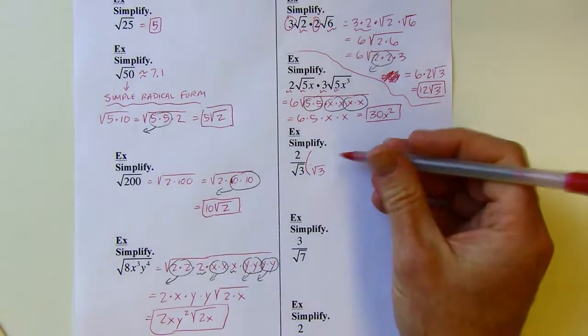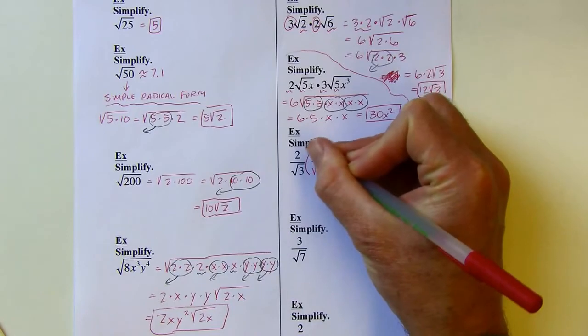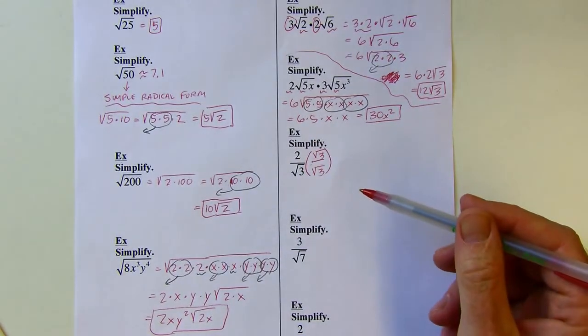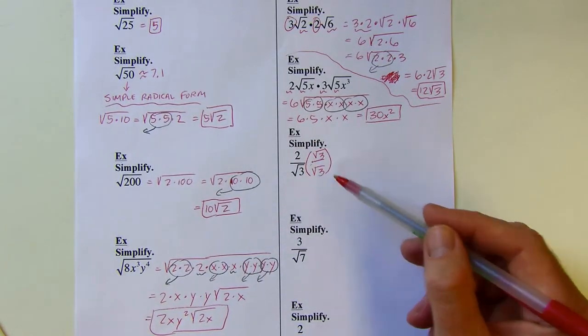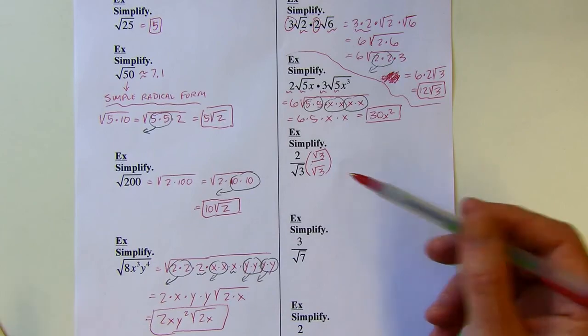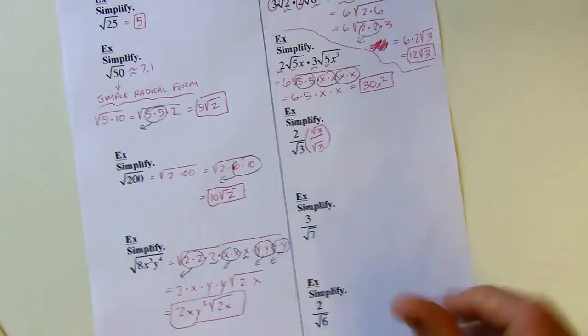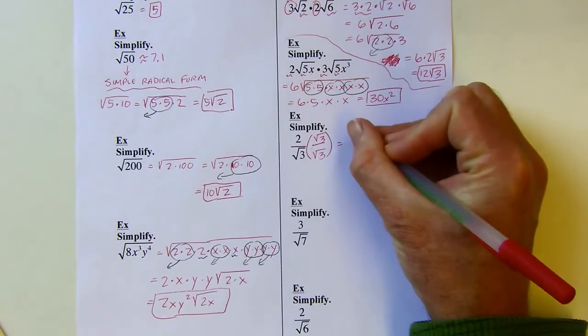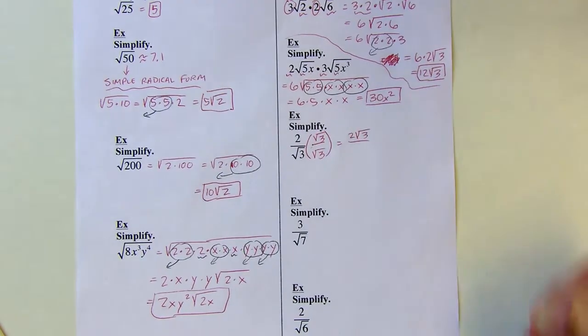Now, I can do that as long as I do the same thing to the numerator, because now I'm really just multiplying this fraction by 1, right? Root 3 over root 3 equals 1. So I'm not changing its value, I'm just changing its form. Okay? And then I'm going to multiply straight across. So 2 times root 3 on the top would be just 2 root 3.